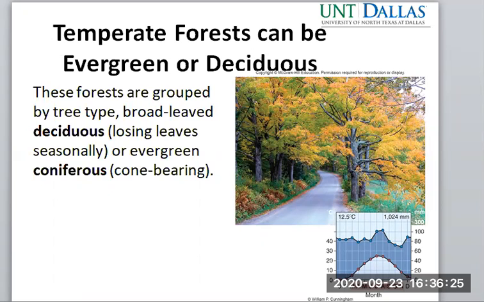These forests occupy a wide range of precipitation conditions, but they occur mainly between 30 and 55 degrees latitude. In general, we can group these forests by the tree type that we already discussed. That means they can be grouped according to the tree type they have, for example, if they have broad-leaved deciduous plants, or evergreen coniferous plants, that means the cone-bearing plants.